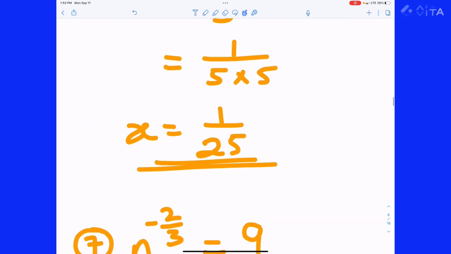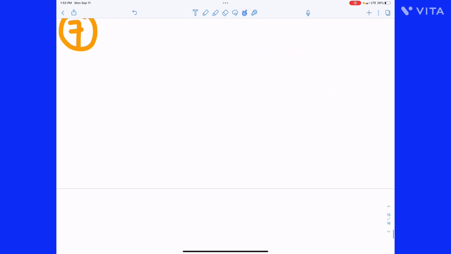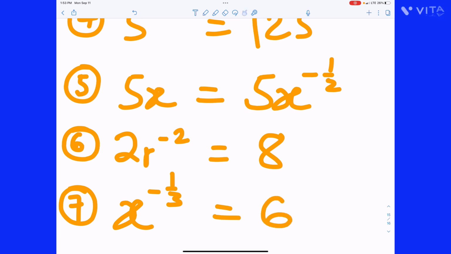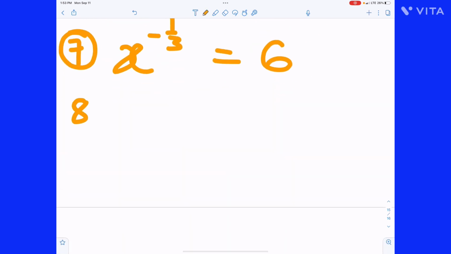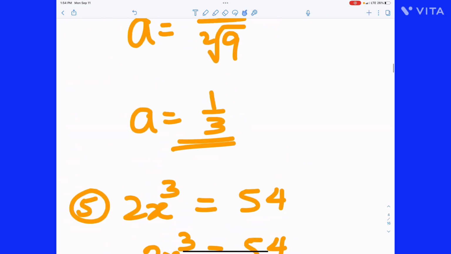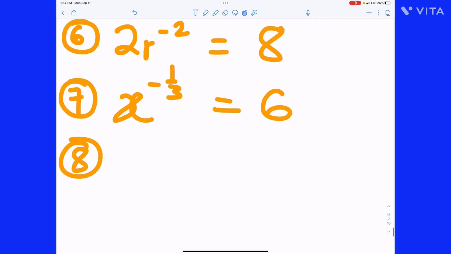Number 7. x raised to power minus half is 5. Let me give you one like that. Well, let's make ours x raised to power minus 1 over 3 is equal to 6. Number 8 now. I'm getting there. 10 or 12 will be okay. Okay, let's make our own number.